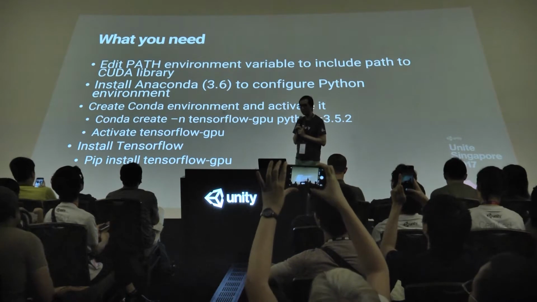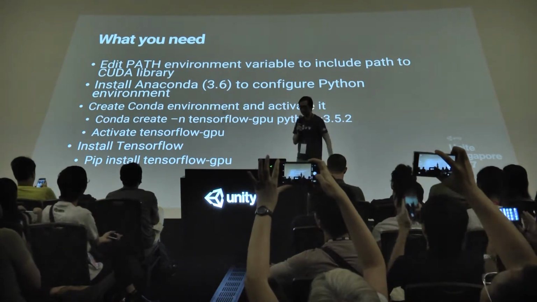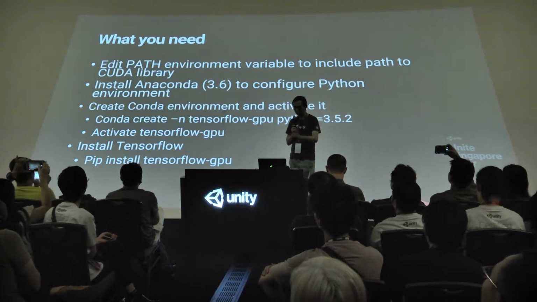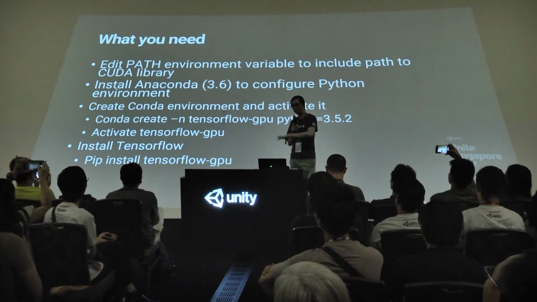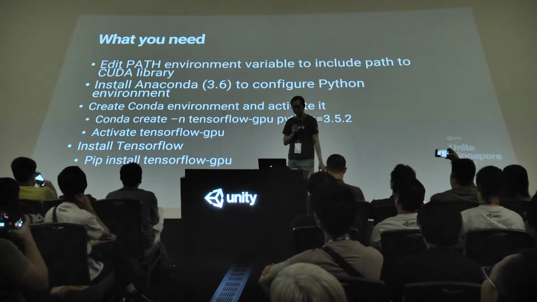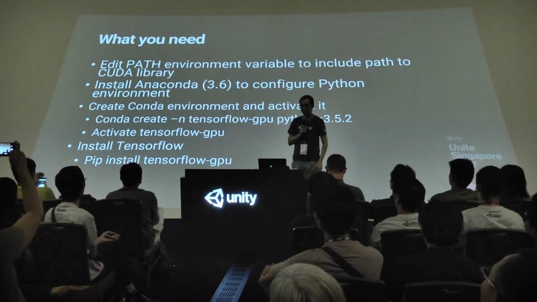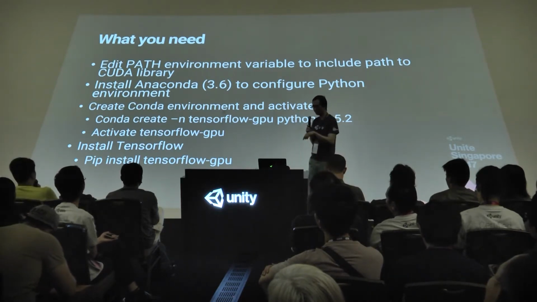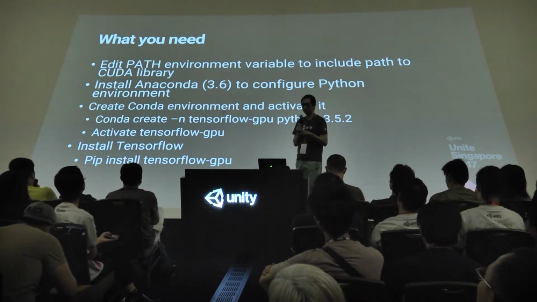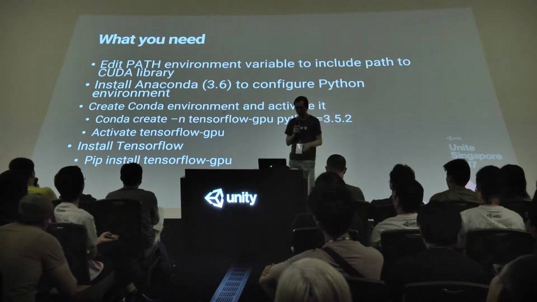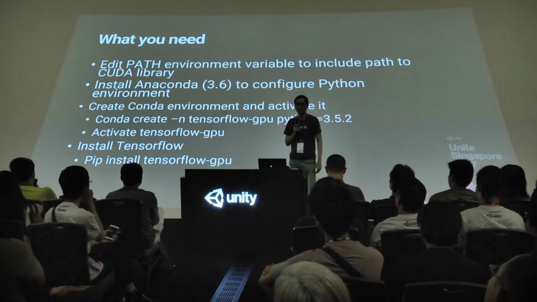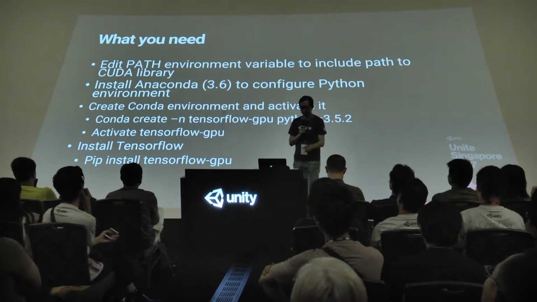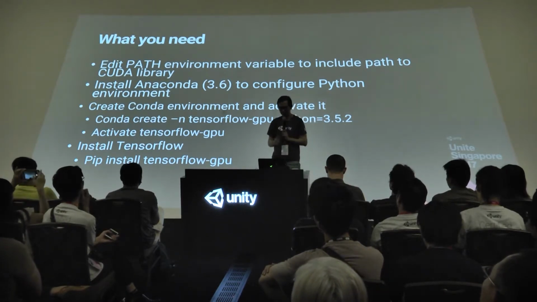And you have to install Anaconda 3.6 to configure the Python environment. Once you're done with that step, you have to fire up command prompt in Windows 10, create a Conda environment, and activate it. These are the 2 commands that you would use: conda create dash n tensorflow dash gpu python equals 3.5.2. And to activate it, you activate tensorflow dash gpu. Once you've done that, you have to install TensorFlow. So you do pip install tensorflow dash gpu.